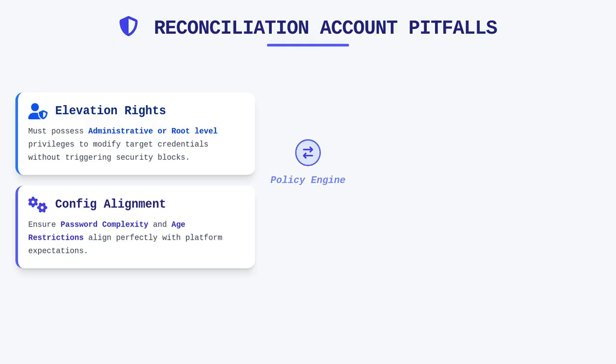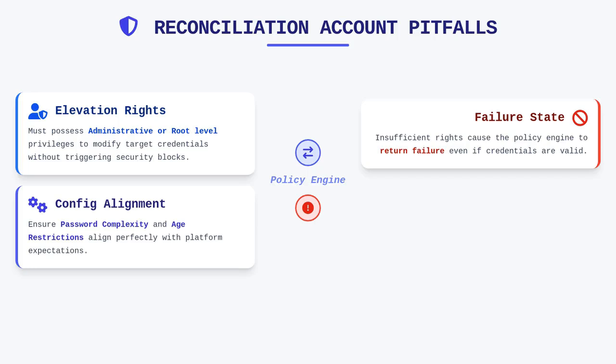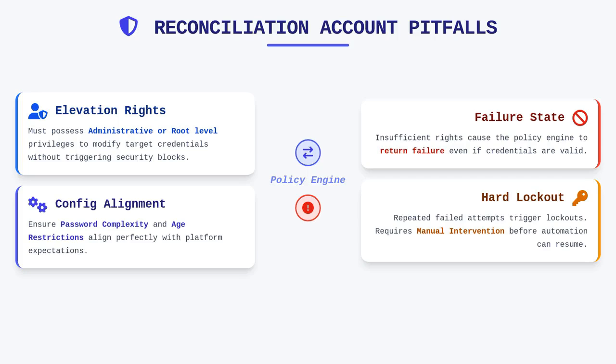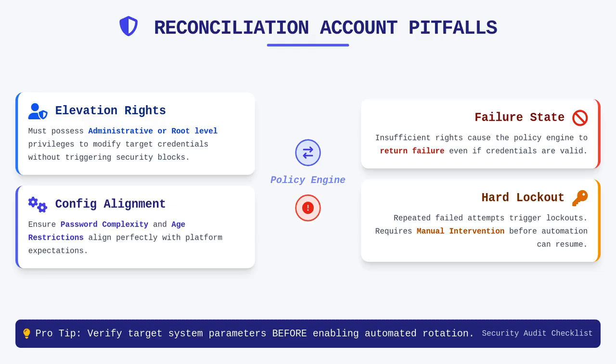If the reconciliation account lacks the necessary rights to perform the password update, the policy engine will return a failure despite the account having otherwise valid credentials. You should also check for account locking flags on the target, as continuous failed attempts often lead to a hard lockout state. Resolving this requires you to manually unlock the account before the automated process can regain control and resume its intended function.